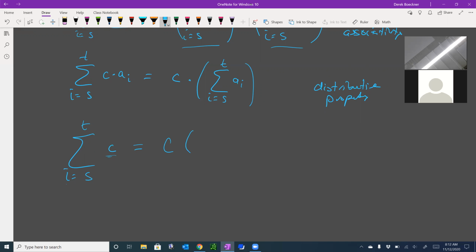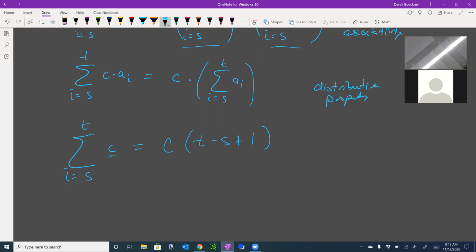How many values are there between S and T inclusive if they're integers? How many integers are there? It's a harder question than you might think. But how many integers are there between S and T, including the two endpoints? T minus S plus 1.